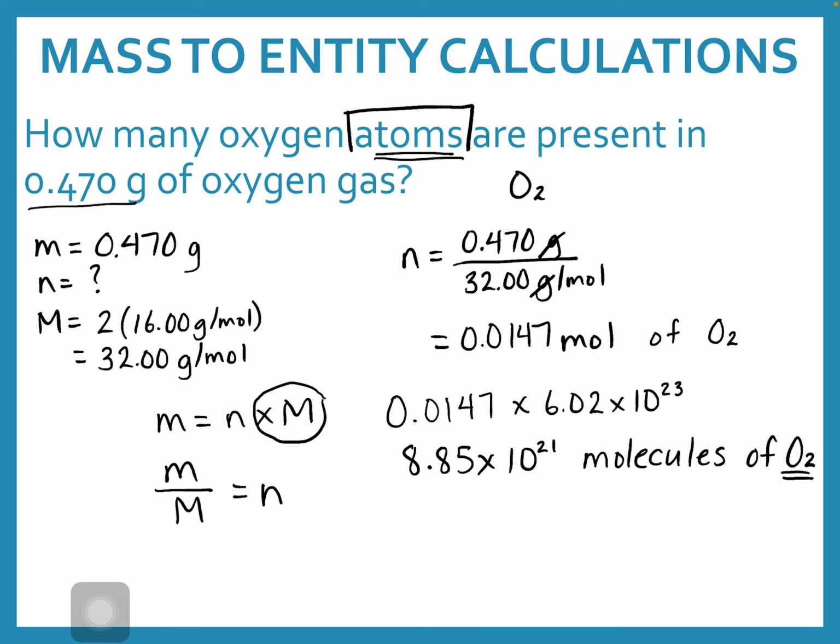So I then need to multiply that by 2, which is going to give me 1.77 times 10 to the 22 atoms of oxygen in 0.470 grams of oxygen gas.